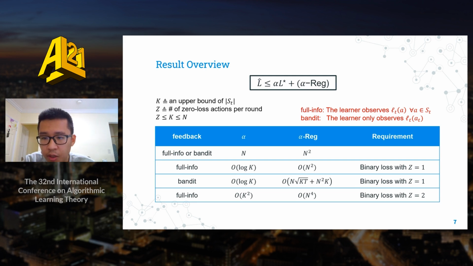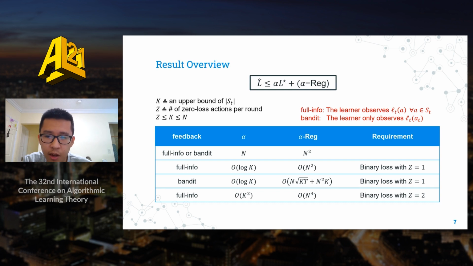Our first algorithm can deal with either the full information or the bandit setting, which is shown in the first row of the table. The approximation ratio is n, and the approximate regret is n squared. Although this algorithm works for a very general case, the approximation ratio is not satisfying.